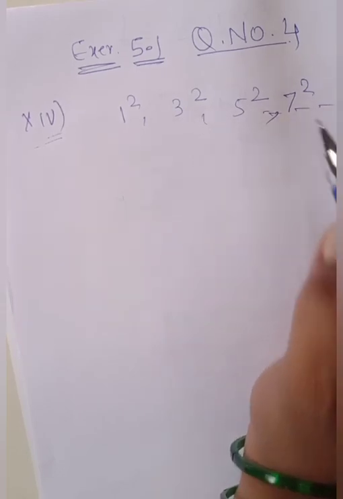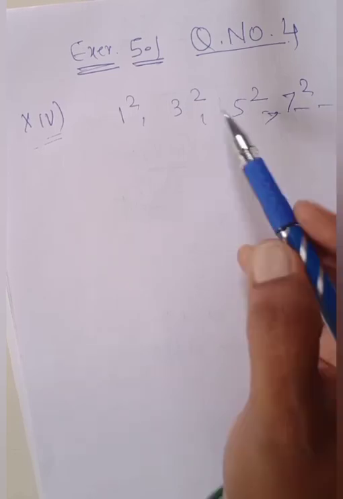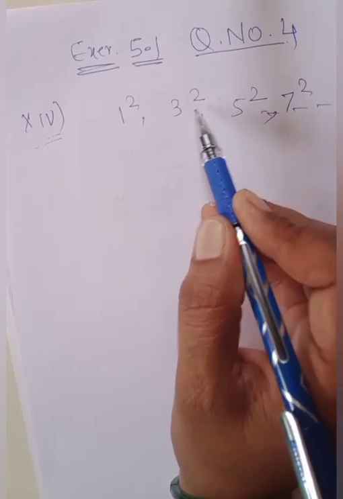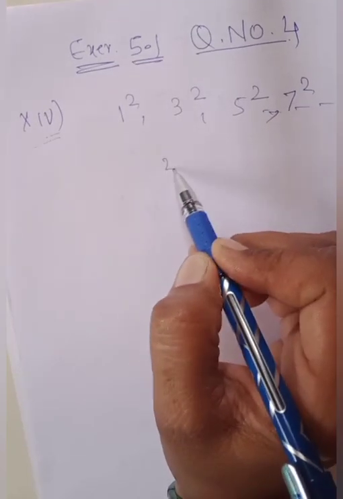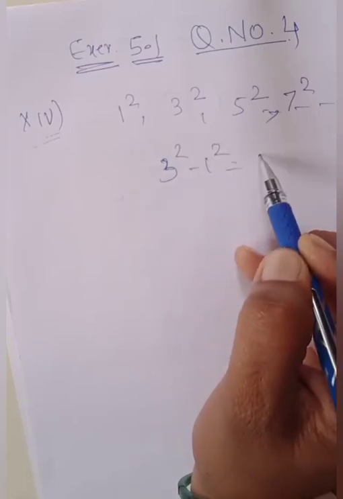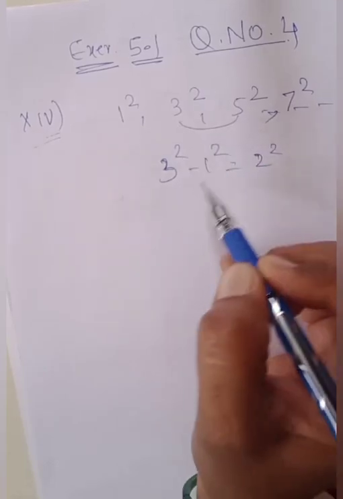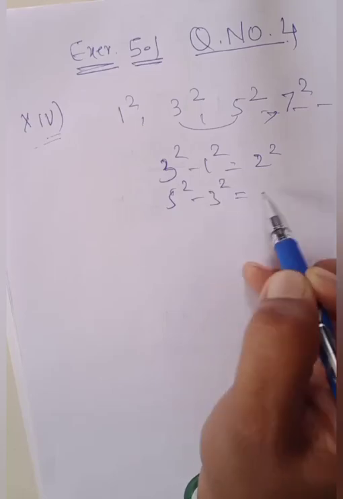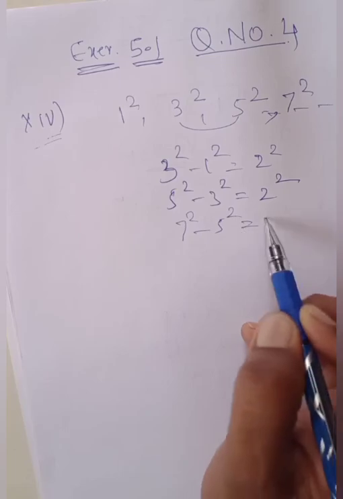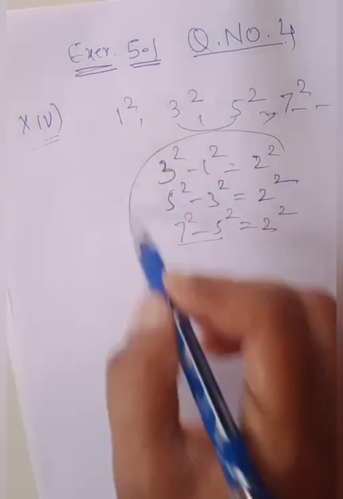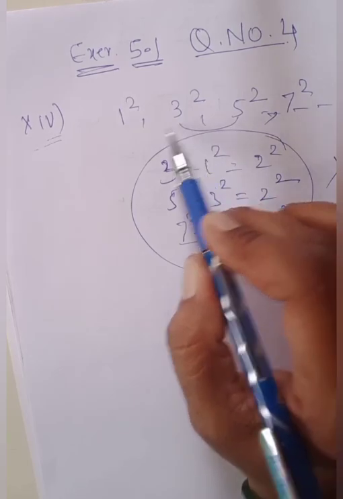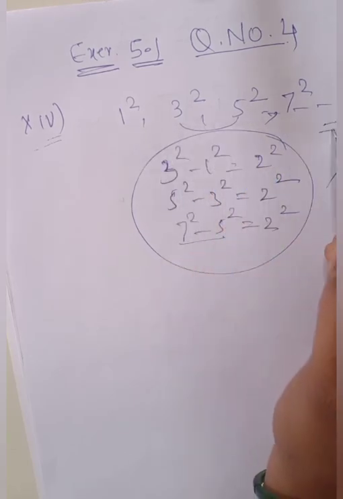Before moving to this one, I would like to explain that I have seen students making a mistake. 1 square, 3 square. 3 minus 1 is what? 2. Yes, they are going to write this one. 3 square minus 1 square is equal to what? 2 square. Then 5 square minus 3 square is also 2 square. Then 7 square minus 5 square, 7 minus 5 is 2 square. So children, this is fully wrong. You are not doing it this way. Immediately by looking at the terms, you are not going to say it is an AP.